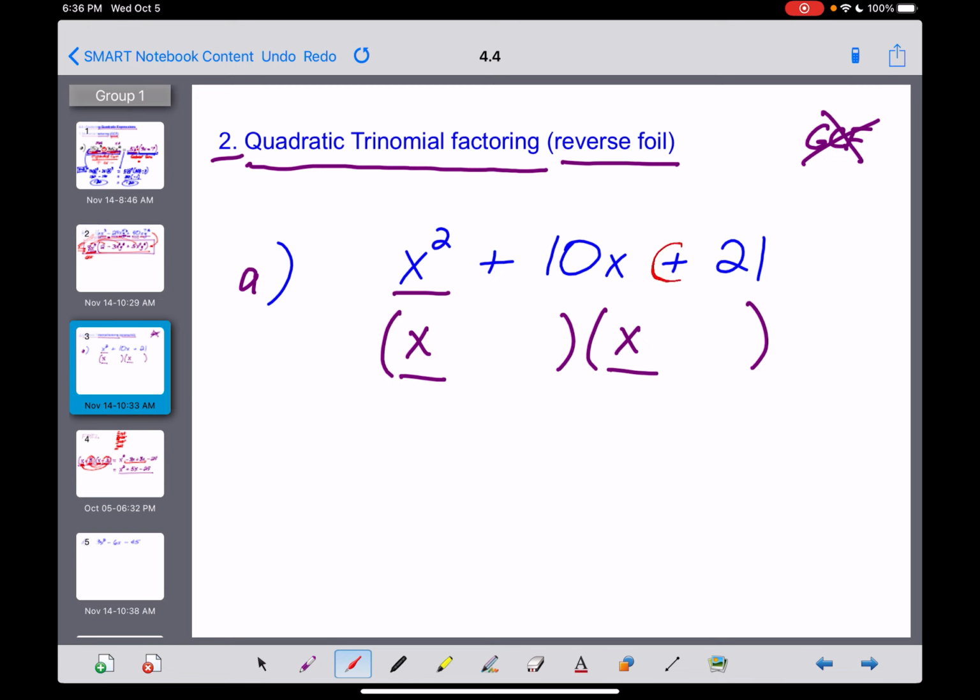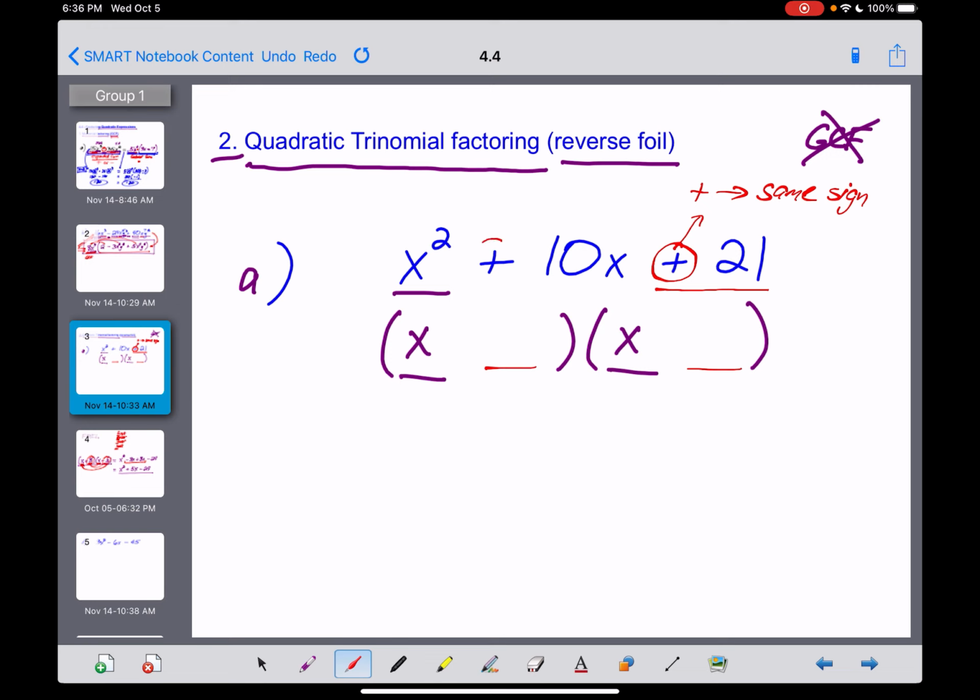We look at that sign right there, and since that sign is a plus, that tells us that our two signs are going to be the same sign. Either they're both positive or they're both negative. Because when I multiply this number times this number, it's got to give me a positive 21. And the only way to do that is two positives or two negatives.